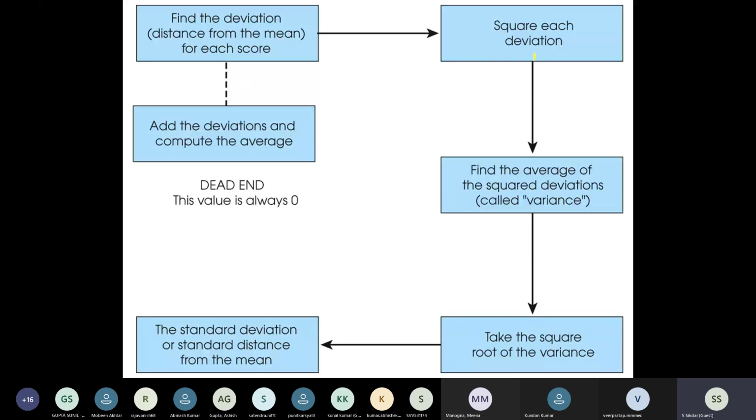distance from the mean. Square each deviation. Then find the average of the squared deviations. That is called variance. Take the square root of the variance, and that gives you the standard deviation. So variance and standard deviation are very much interrelated. One is the square of the other. So the variance is sigma square, whereas people refer to the standard deviation in terms of sigma.